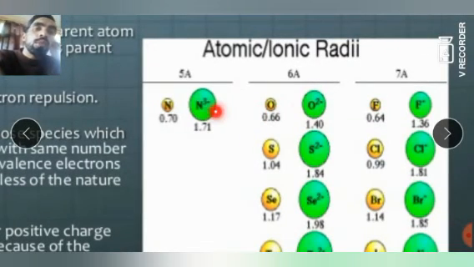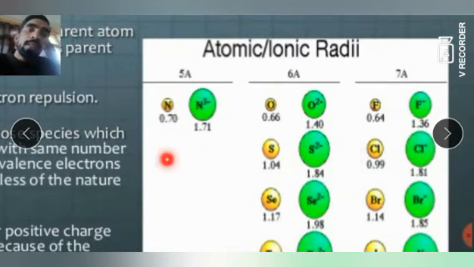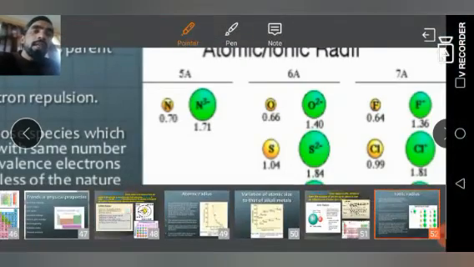Here -1, here -2, here -3. The charges are increasing. Chlorine -1, sulfur -2, bromine -1, selenium -2. It means that toward this side, the ionic radius is always increasing.